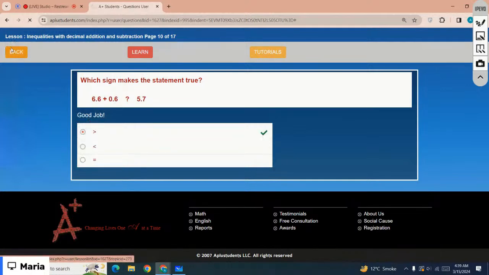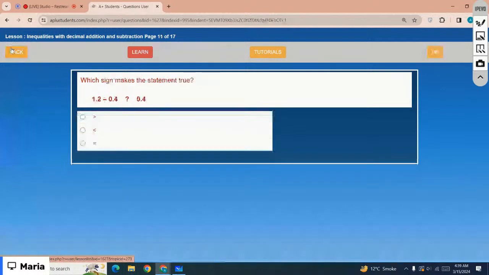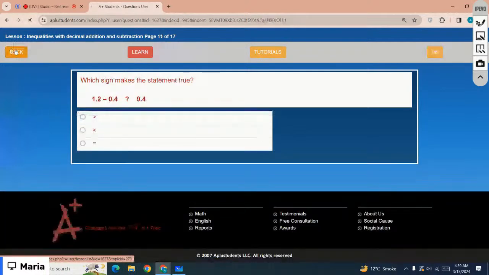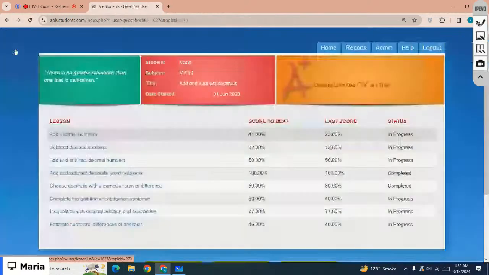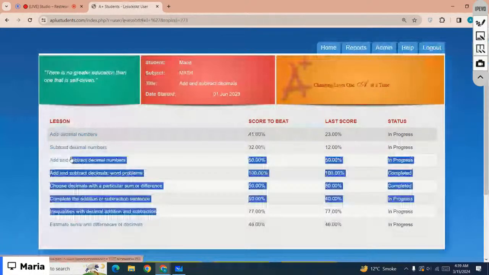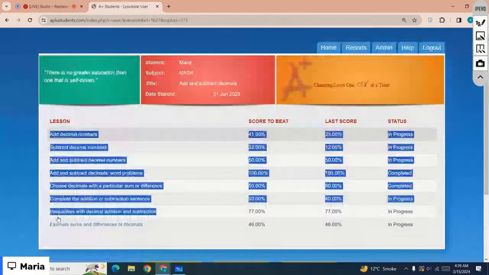So, we were working on grade 5 math. The chapter we were working on is add and subtract decimals. The lessons we have covered today are add and subtract decimal numbers, subtract decimal numbers, add and subtract decimal numbers, which you have to do on your own, add and subtract decimal word problems, which you have to do on your own, choose decimals with a particular sum or difference, and complete the addition or subtraction sentences. The one we have just finished is inequalities with decimal addition and subtraction.